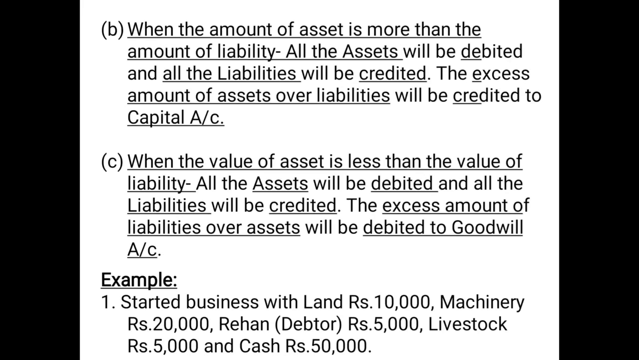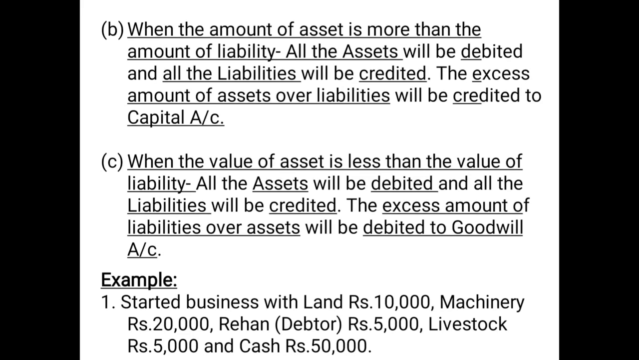Now let us discuss a few examples to make it more clear. As you can see, example number 1: started business with land 10,000, machinery 20,000, Rehan, who is a debtor, 5,000, livestock 5,000 and cash 50,000. Land, machinery, Rehan, a debtor, livestock, which is basically the animals, and cash, all these are assets and there are no liabilities.